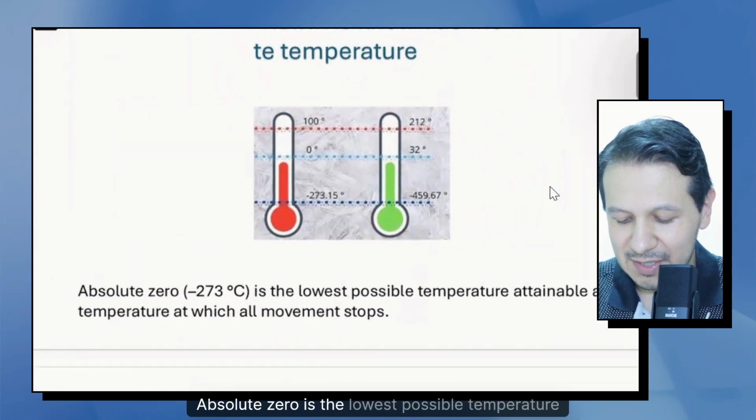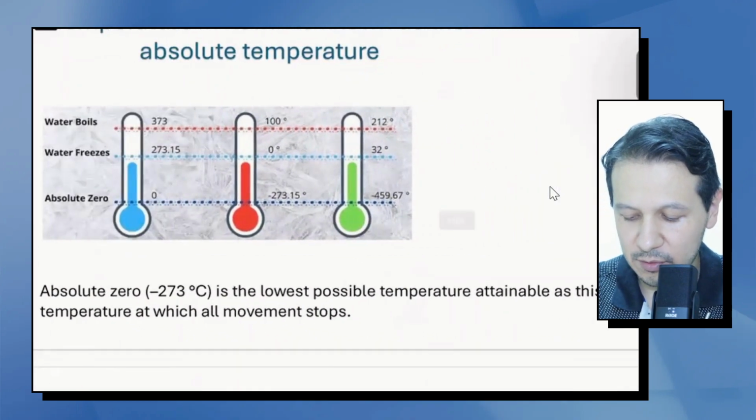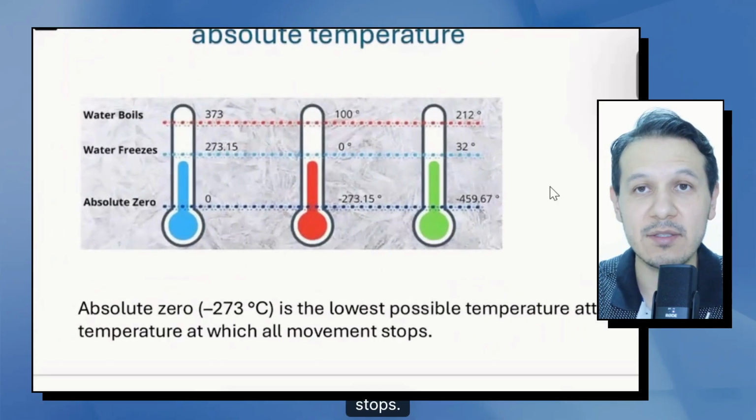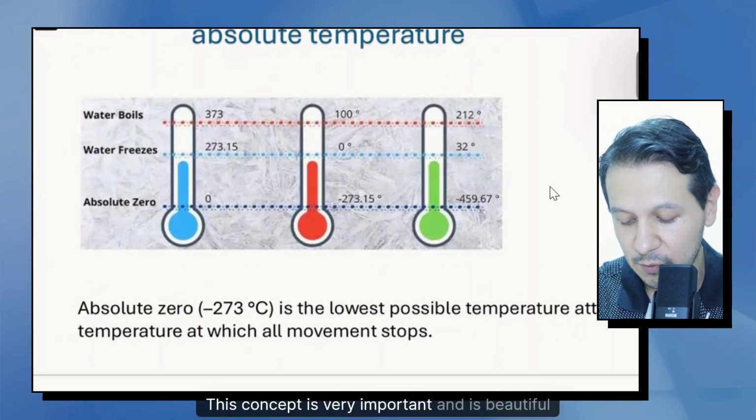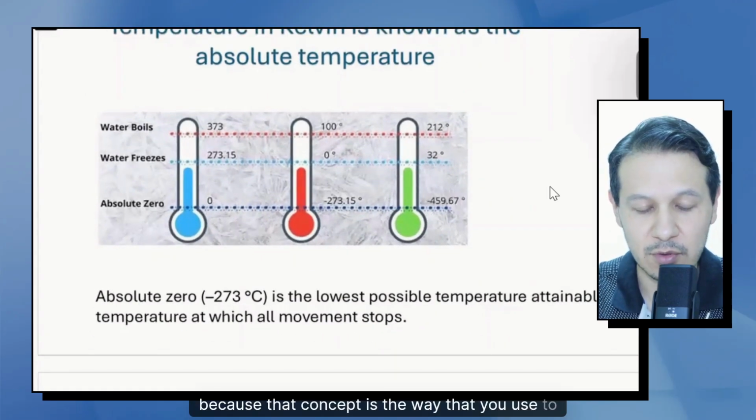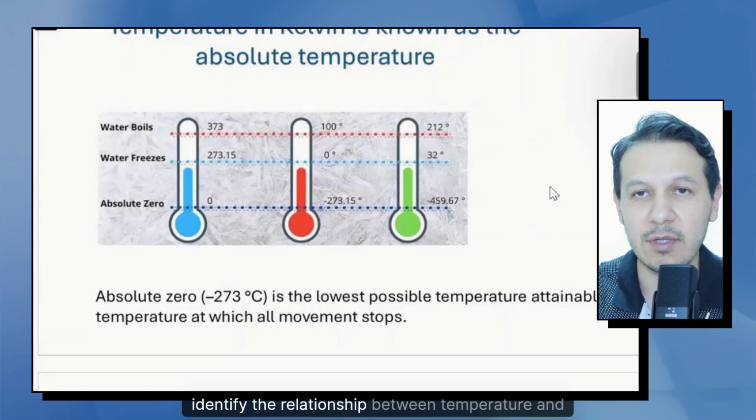Absolute zero is the lowest possible temperature attainable, as this is the temperature at which all movement stops. Wow, this concept is very important and it's beautiful, because that concept is the way that you identify the relationship between temperature and kinetic energy.